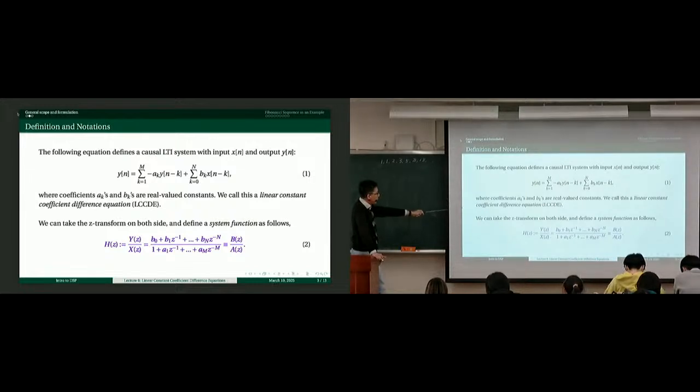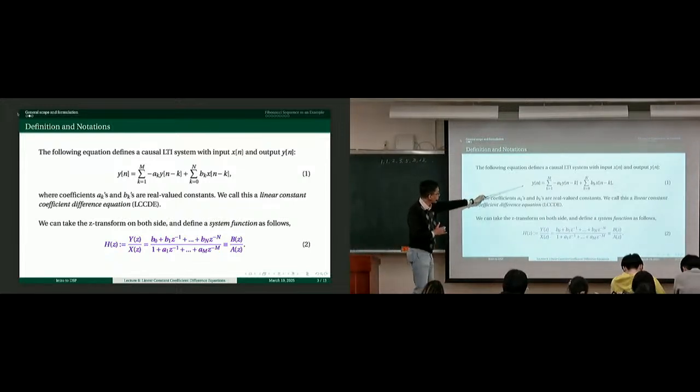You can also refer to them as LCCDE: linear constant coefficient difference equation. Not that important. So that's the definition. But then we can show quickly, this is rather quick, but let's give it a try.